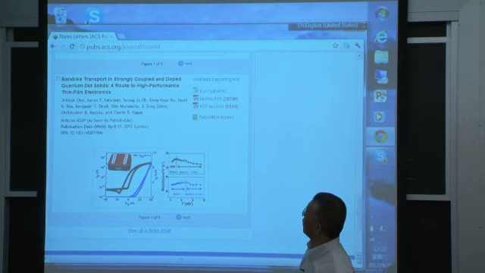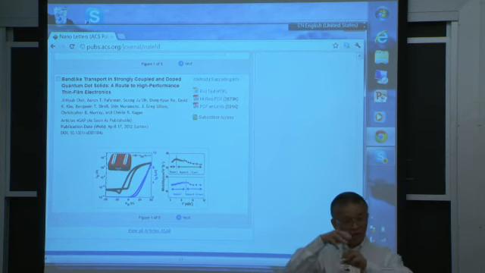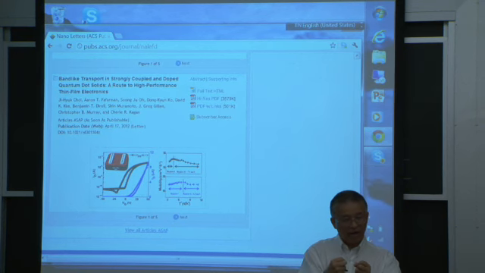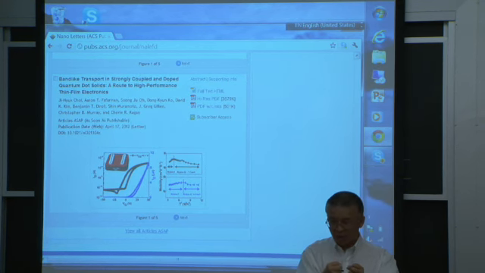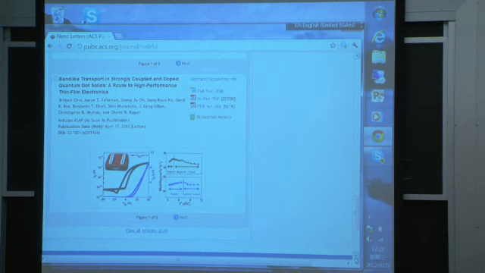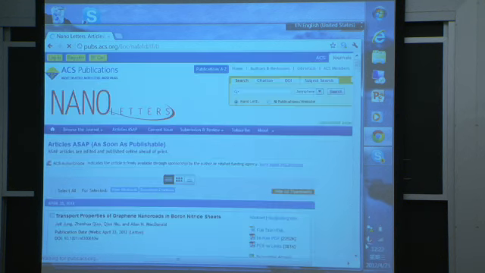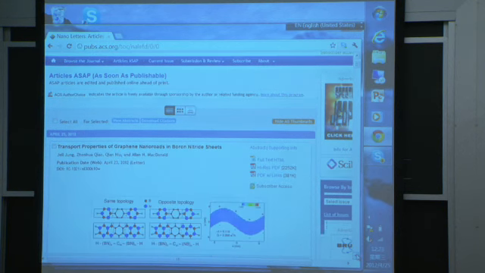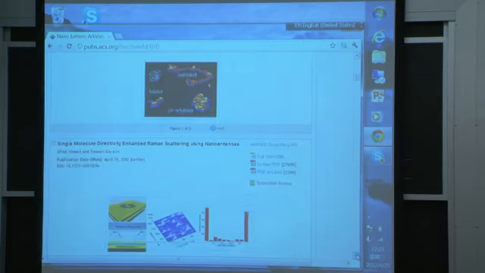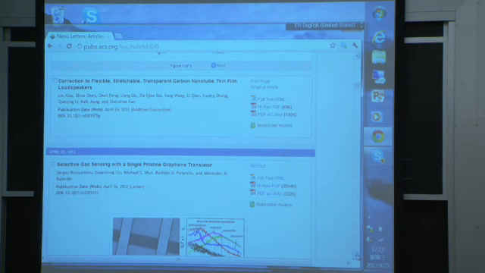Band-like transport in strongly coupled and doped quantum dots. What does it mean? So a quantum dot has discrete energy levels. When you put them together, the energy levels start to overlap and form new bands. That's my interpretation of what this paper is going to be talking about. Right? I didn't look, it's my guess. You should go back to check and see whether what I said is correct or not.